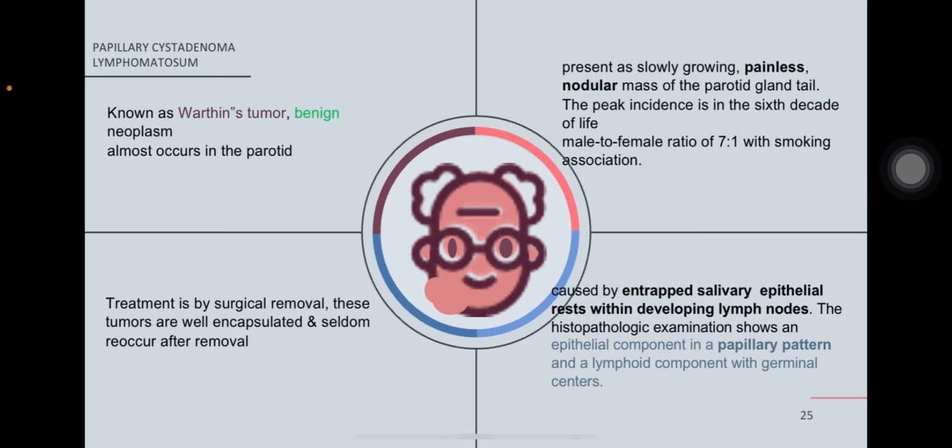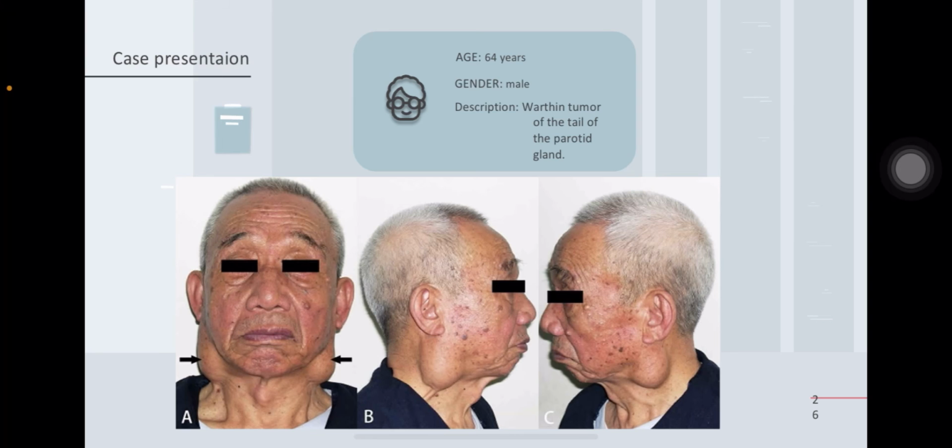The treatment is by surgical removal. These tumors are well encapsulated and seldom recur after removal. This is a case presentation of a 64-year-old male presenting with Warthin tumor. Note the low position of the swollen parotid gland.